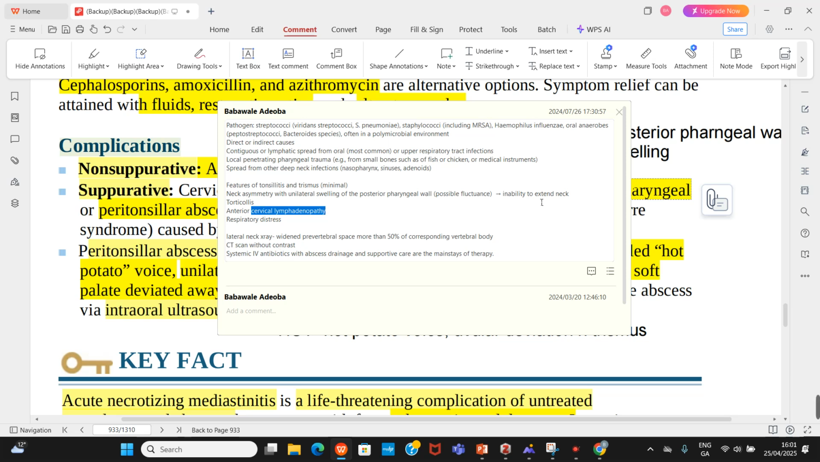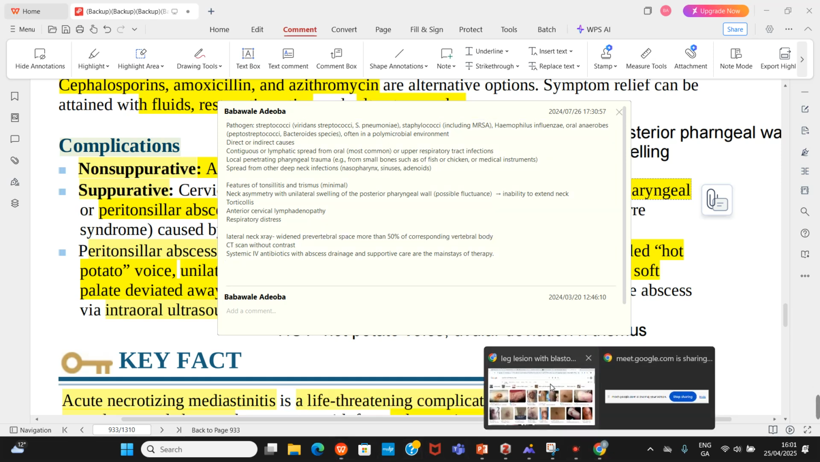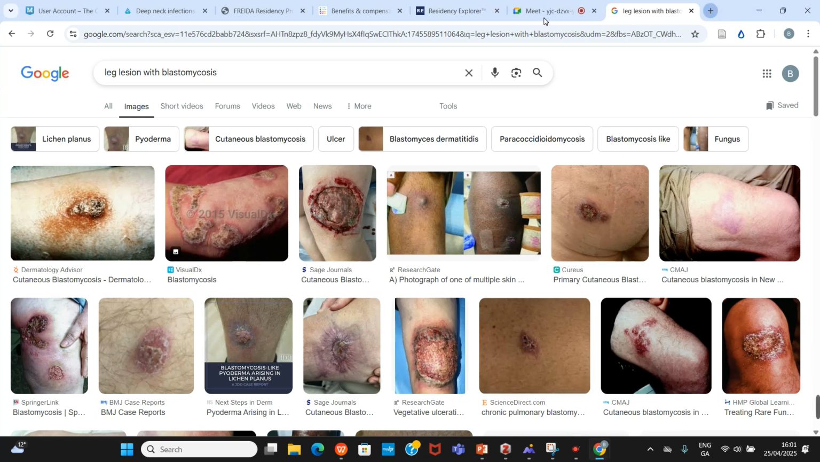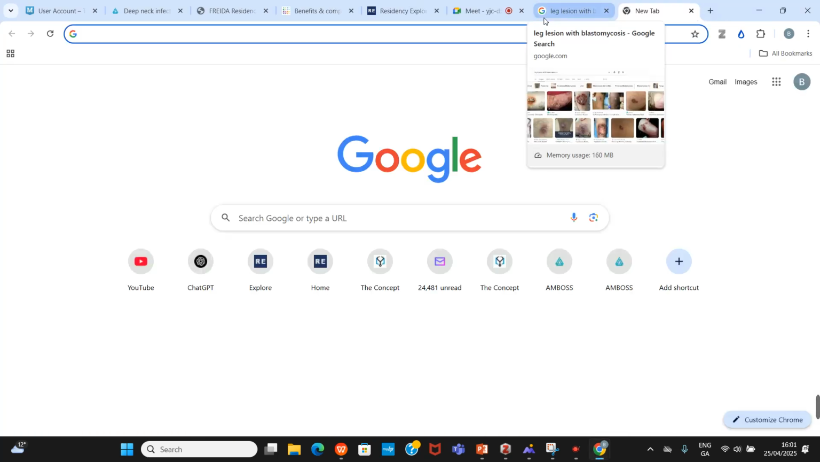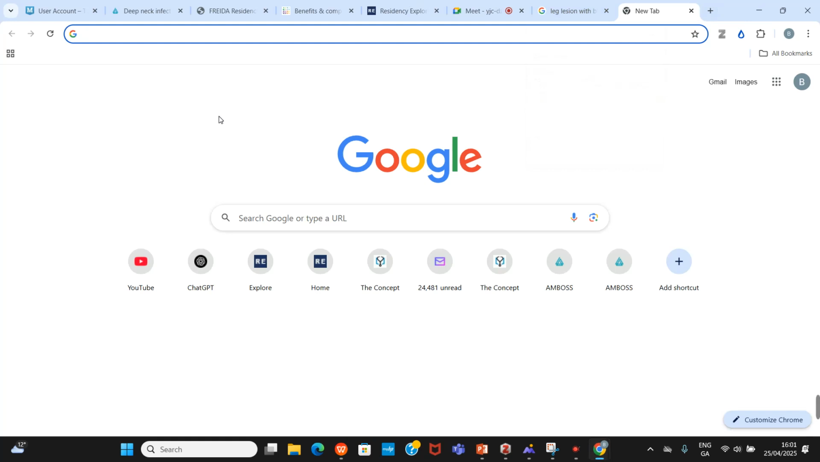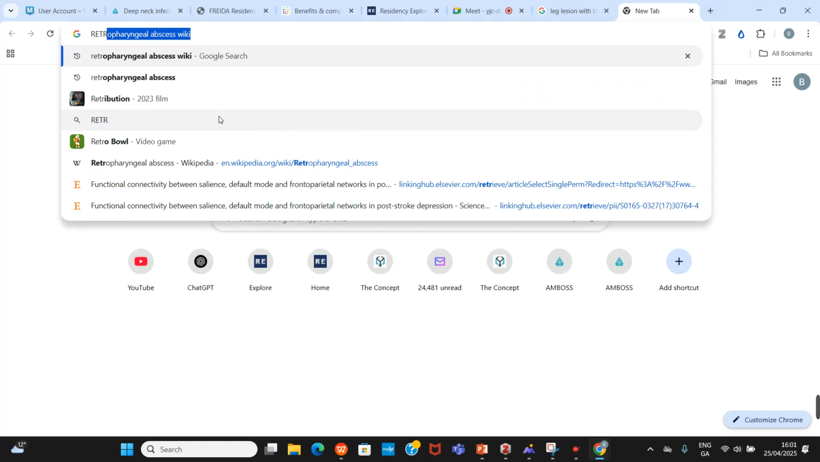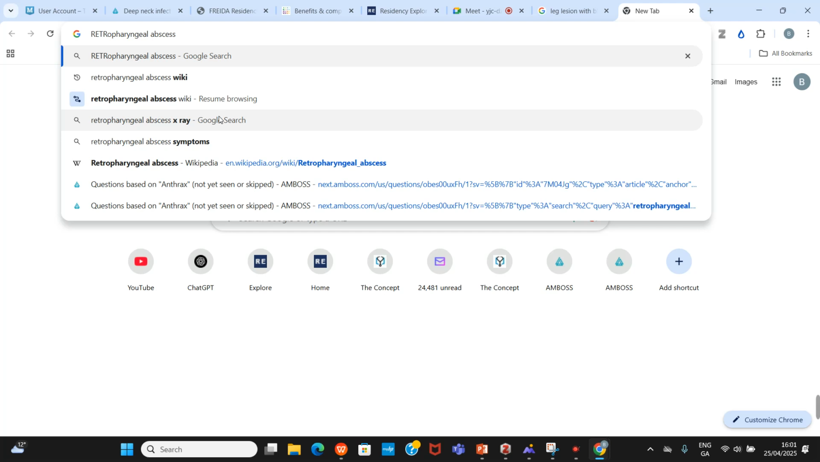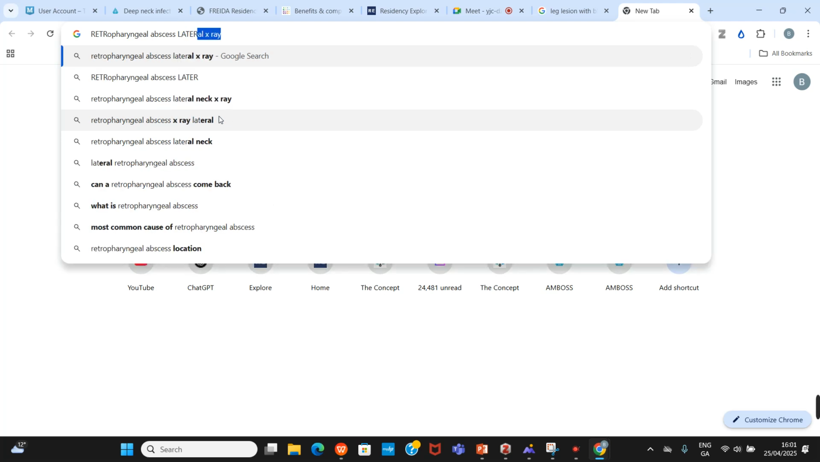Now, to make our diagnosis, they could tell us that they've done a lateral neck x-ray. And what they want to look at there is whether the pre-vertebral space is widened more than the corresponding vertebral body, especially at the level of C2. So let me show us what I'm talking about. You have to do the x-ray in the lateral view so that you can see the anterior-posterior dimension. That makes it much easier to appreciate that swelling.